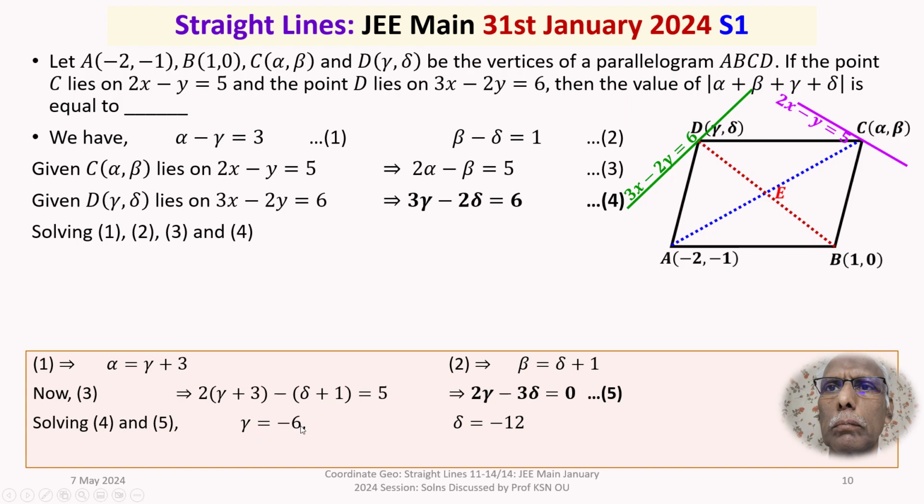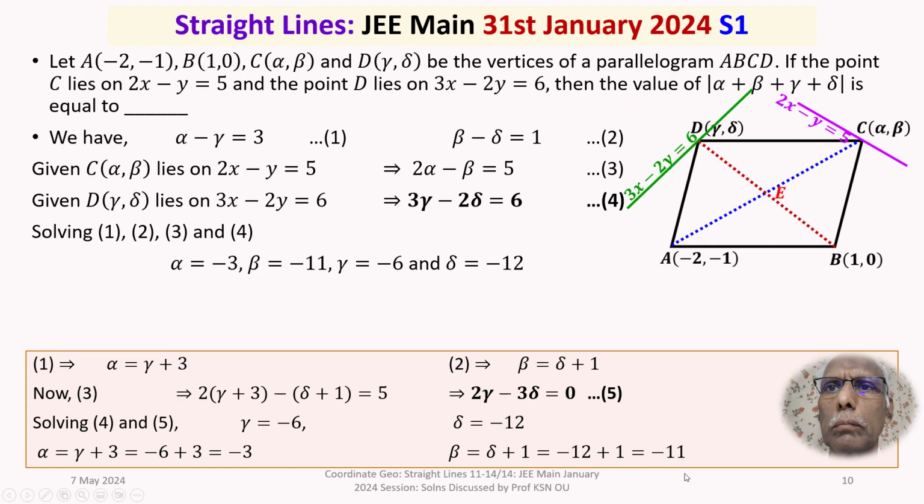So take this gamma is equal to minus 6, alpha can be found out. Alpha will be equal to minus 6 plus 3, minus 3. And beta will be equal to delta plus 1. Delta is minus 12 plus 1, that is equal to minus 11. So solving 1, 2, 3 and 4, we get alpha is minus 3, beta is minus 11, gamma is minus 6 and delta is minus 12. Therefore, modulus of alpha plus beta plus gamma plus delta is equal to modulus of minus 3, minus 11, minus 6, minus 12. That is equal to modulus of minus 32, that is equal to 32. So therefore, the answer to this question is 32.